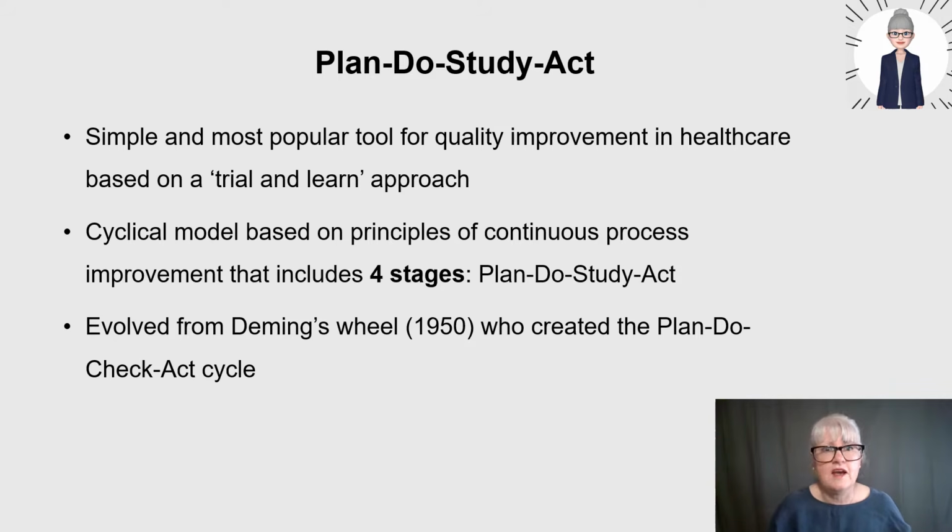It's a cyclical model based on the principles of continuous process improvement that include these four key stages of Plan, Do, Study, Act. And the PDSA cycle evolved from William Edward Deming's wheel in the 1950s, and he originally created this Plan, Do, Check, Act cycle, and he was this trailblazer of the quality management movement at the time.